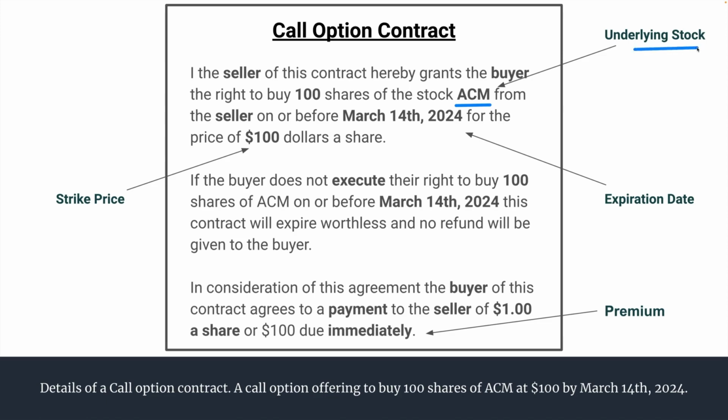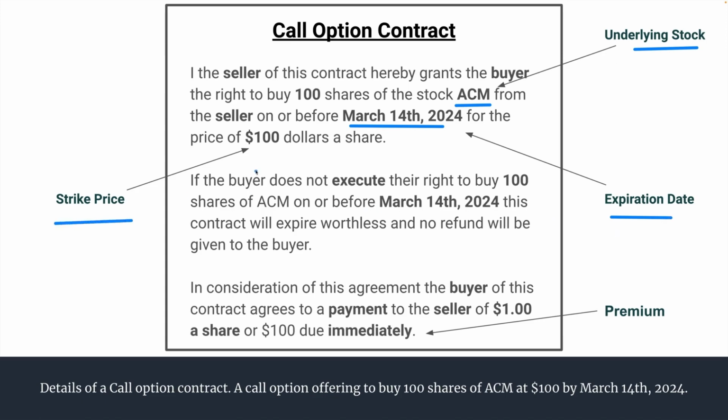This options contract only references ACM. You can't change this contract to have some other stock or anything. It's only ACM. Next, we mentioned March 14th, 2024. That's the expiration date. That's the date that this contract must be executed by or it expires. If it expires, the seller of the contract keeps the premium and nothing else happens. It expires worthless. If the buyer executes it, the seller has to deliver the shares promised in the contract.